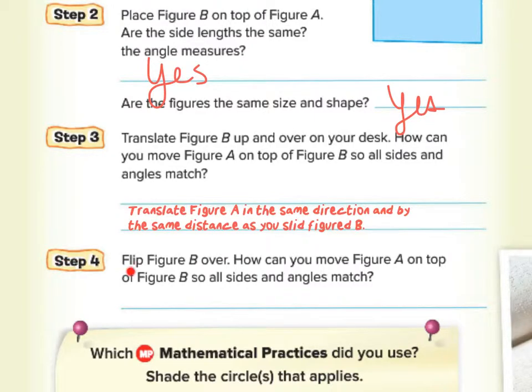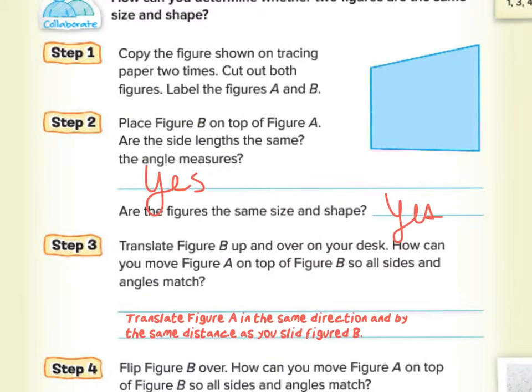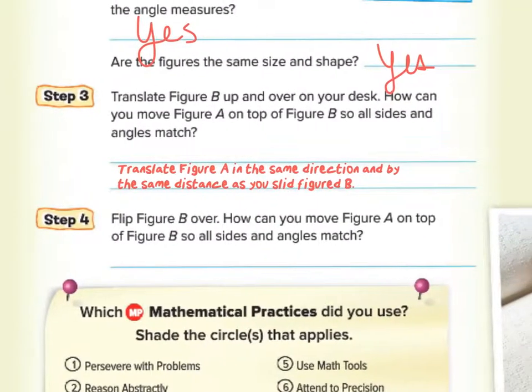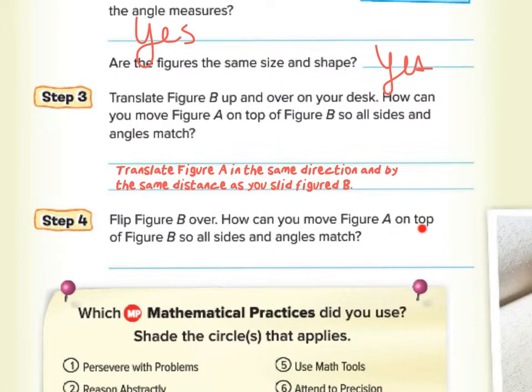In step 4, flip figure B over. Okay, so now if you flip it over, rather than slanting this way, it's going to slant this way, right? So flip it over. How can you move figure A on top of figure B so all sides and angles are the same? Same thing, you can flip over figure A the same exact way.